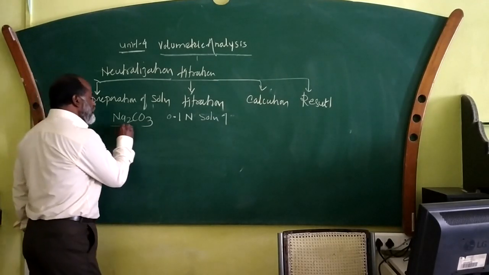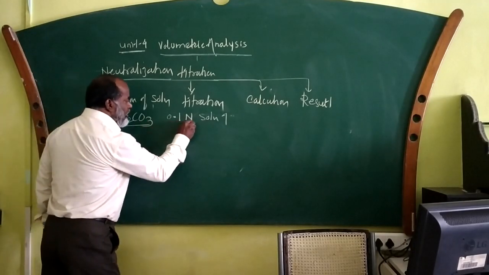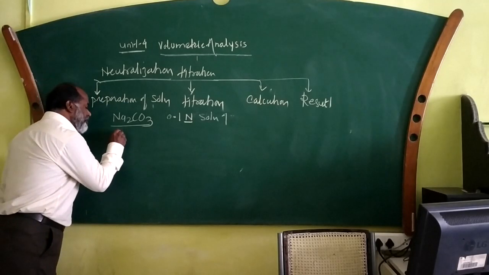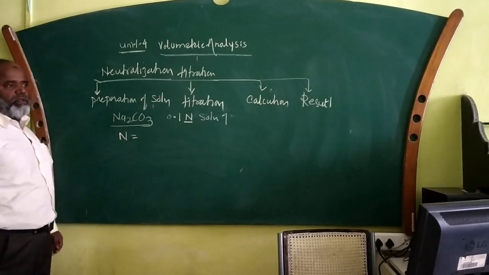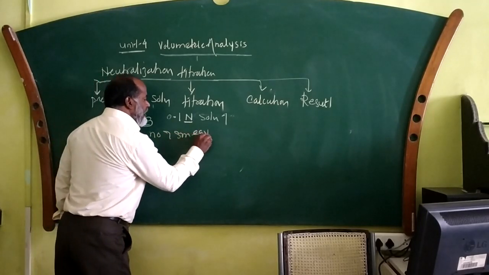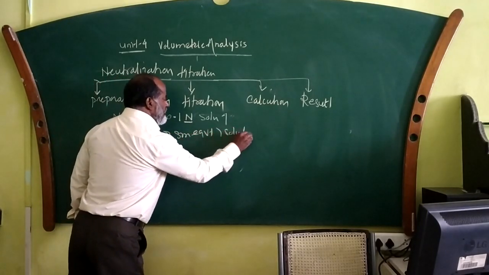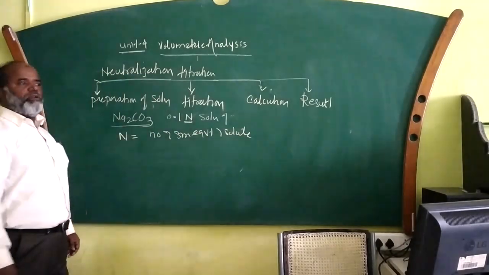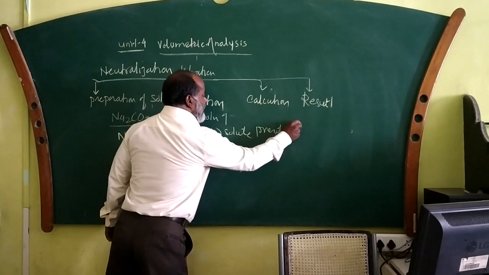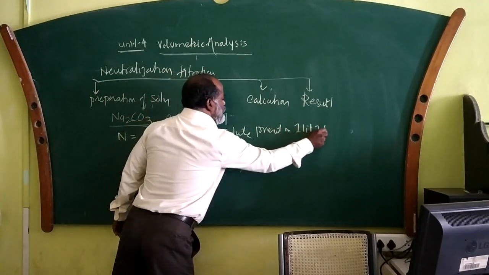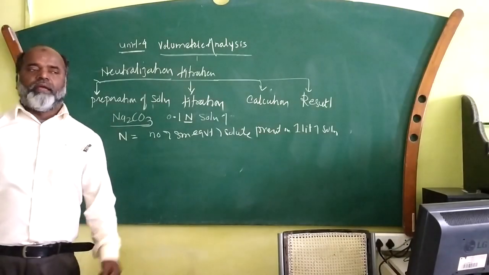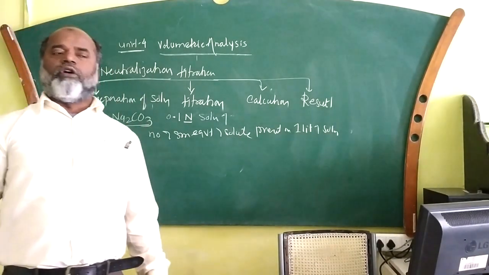मुझे मालूम है, first you have to find out normality. You have to prepare normal solution, and we will know what is meant by normality. Normality is nothing but number of gram equivalent of solute present in 1 liter of solution. Number of gram equivalent of solute present in 1 liter of solution, that is called its normality.